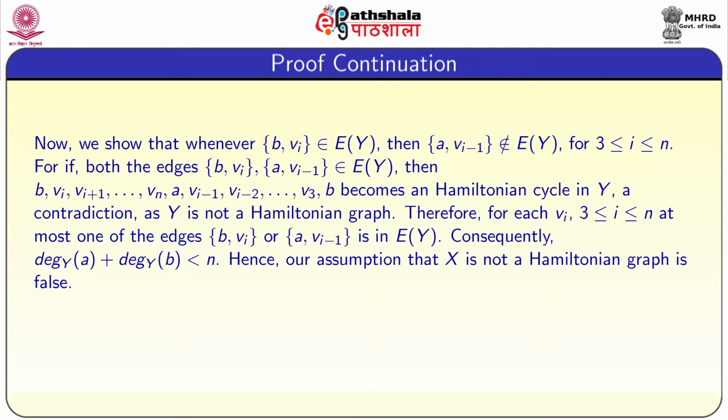Therefore, for each vi, 3 less than or equal to i less than or equal to n, at most one of the edges b vi or a vi minus 1 is in E of y. Consequently, degree of a in y plus degree of b in y is less than n. Hence our assumption that x is not a Hamiltonian graph is false. So, x has to be a Hamiltonian graph.